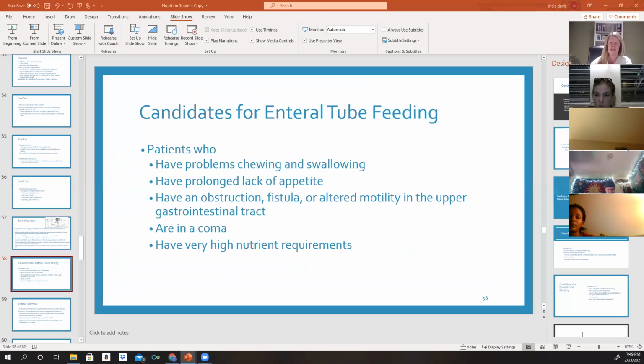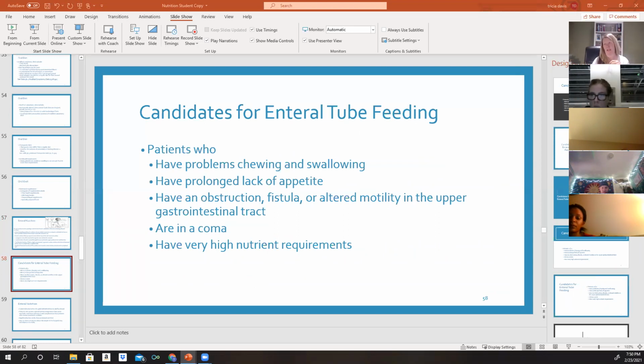So who are our candidates for enteral tube feeding? These are patients who have problems chewing and swallowing, patients who are at a prolonged risk of not having access to food or have a lack of appetite, patients who have obstructions, fistulas, altered motility in the upper GI tract.